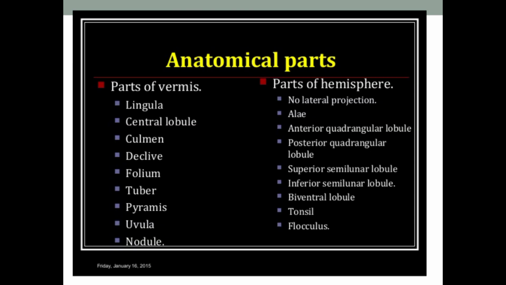Okay, same thing, you are looking here at parts of vermis and parts of hemisphere. You can read lingula, central lobule, culmen, declive, folium, tuber, pyramis, uvula and nodule. Same thing, on the parts of hemisphere, no lateral projection, ala, anterior quadrangular lobule, posterior quadrangular lobule, superior semilunar lobule, inferior semilunar lobule, biventral lobule, tonsil and flocculus. So you are looking here at parts of vermis on one side and parts of hemisphere on the other side.